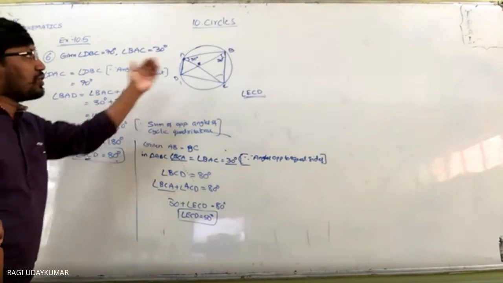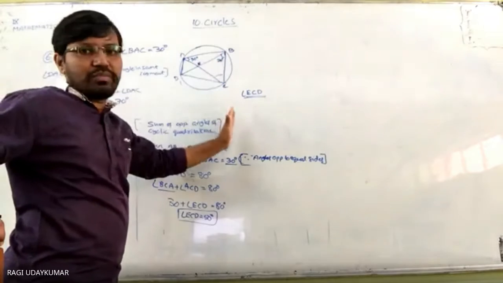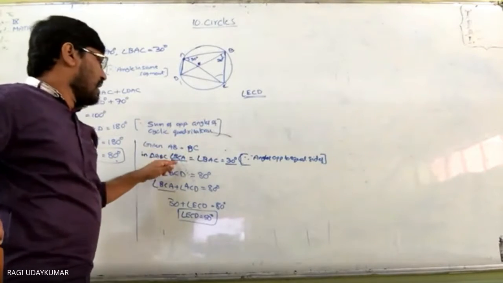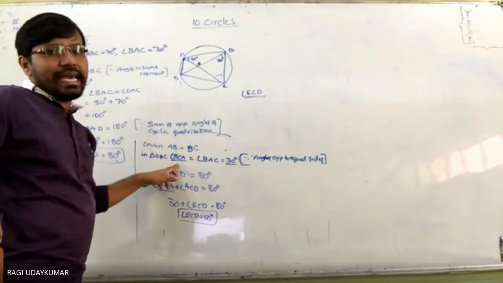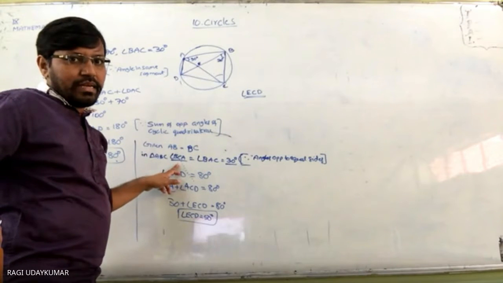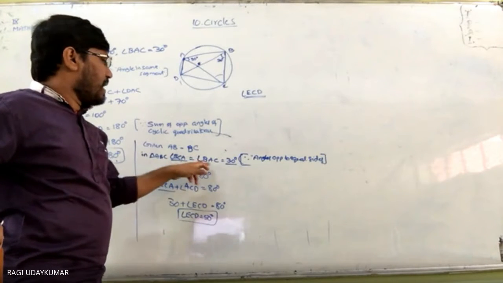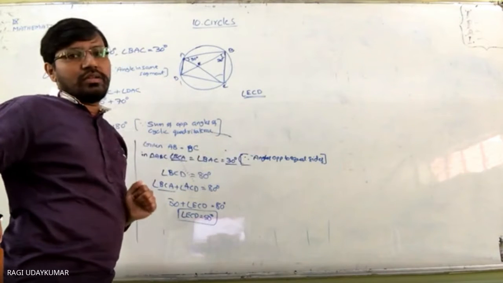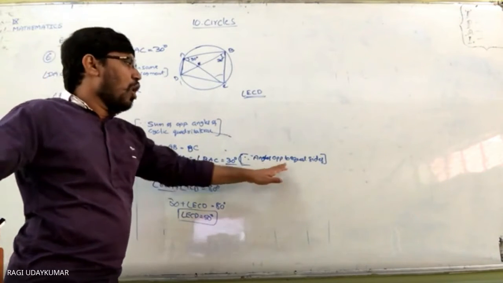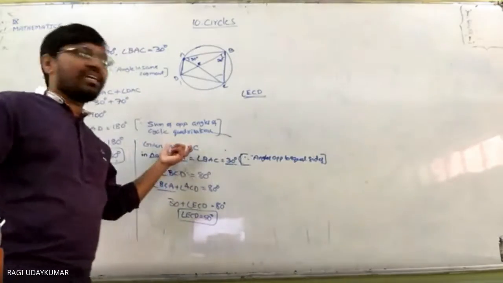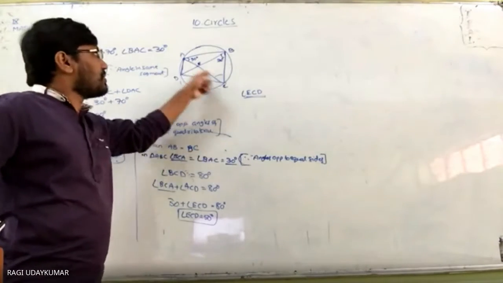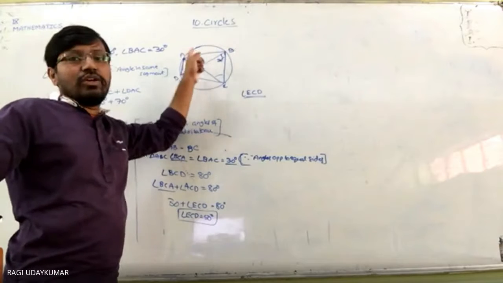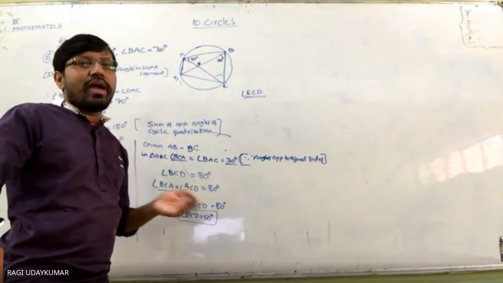Then after the question further it is given that AB is equal to BC. AB is equal to BC and angle BCA is equal to BAC. Why? Because angles opposite to the equal sides. Two sides are equal in one triangle. Triangle is taken into consideration. In this triangle, two sides are equal. Then the two angles will be equal.